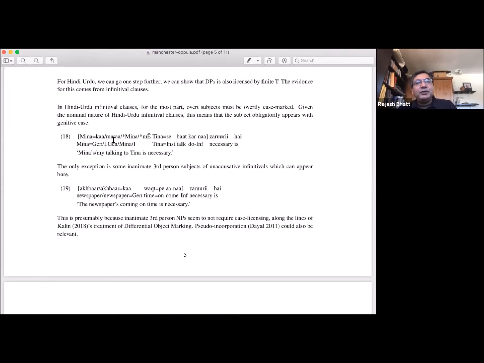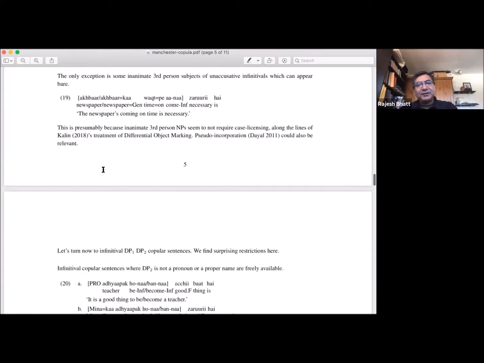Here you see you cannot say "Meena Tina se baat karna zaruri hai" or "main Tina se baat karna zaruri hai", that is, "I, to talk with Tina is necessary." If you want to make this work, you have to put some additional case marking on the subject. Hindi infinitives are very nominal in nature, and so genitive appears. Literally, what you say is "my talking to Tina is necessary" or "Meena's talking to Tina is necessary." That's how you make it work. I'm going to skip the next bit.